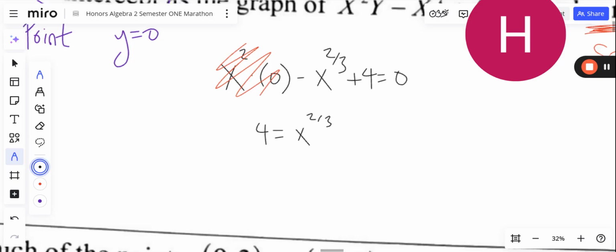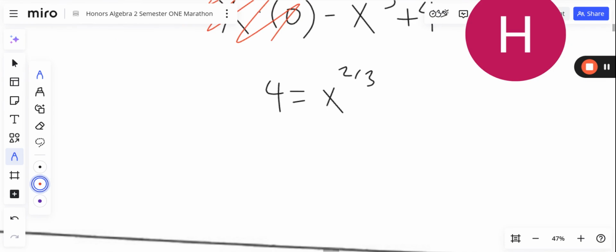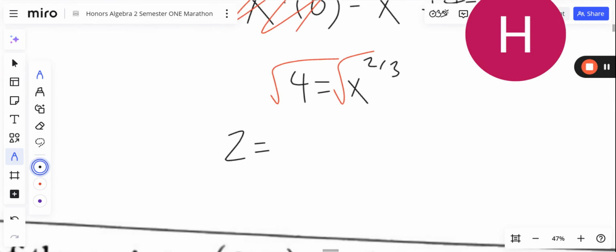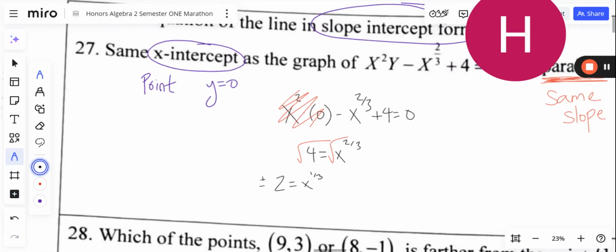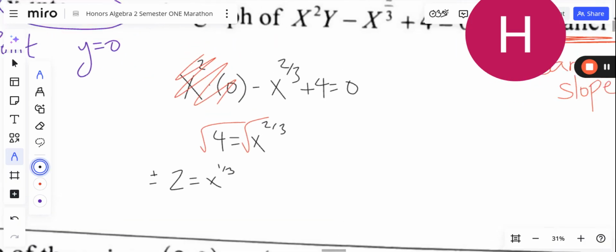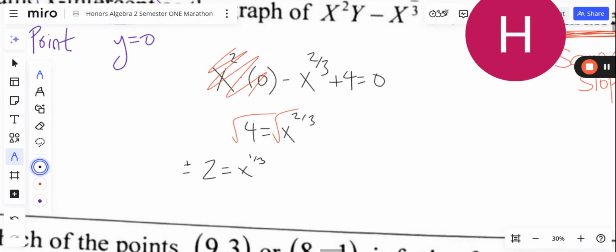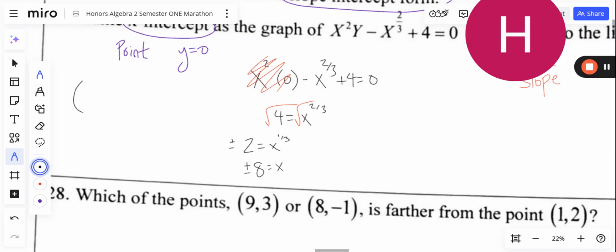I kind of recommend taking the square root of a number first. Make the number smaller before you make it bigger. And so we square root both sides. We end up with 2 equals x to the 1/3. Now, technically, we have a plus or minus 2 here, so we need to be a little bit aware of that. We'll have to determine which one is the true x-intercept. And then when we cube both sides, we're going to get plus or minus 8. So we got to check, is it 8, 0 or is it negative 8, 0? Massive difference.